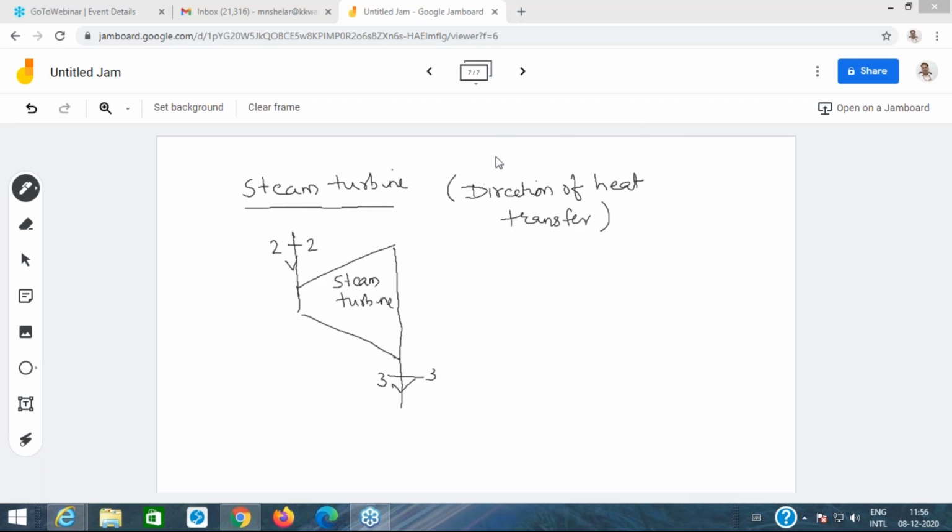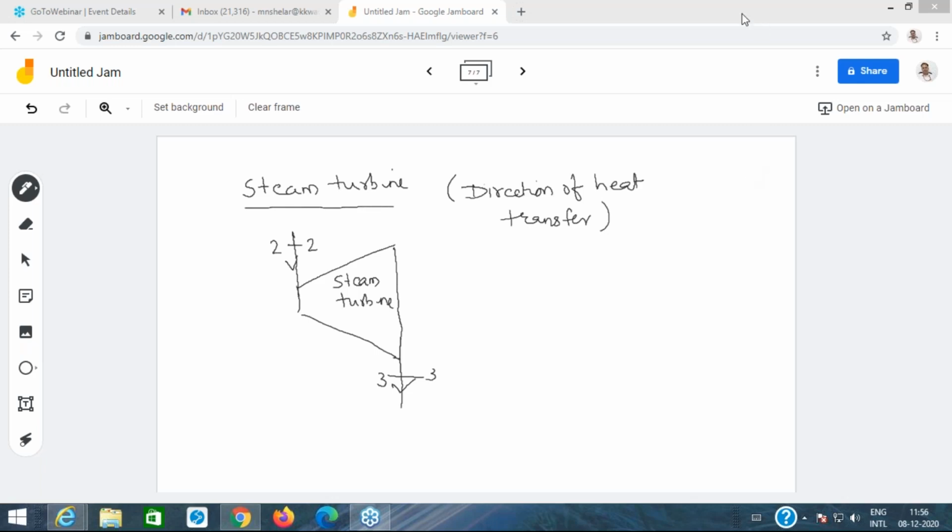Chaitali, yes, it is an open system. Kunal, you are saying system to surrounding. What is the direction of heat transfer in my case, and how much is that heat transfer? Ganesh? Any answers? Kunal and Ganesh both are wrong. Kunal, Ganesh, Pranav, wrong.